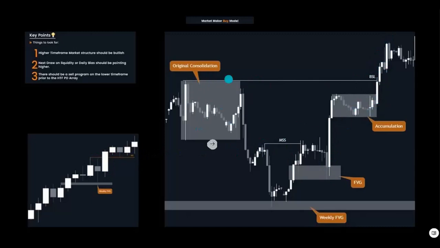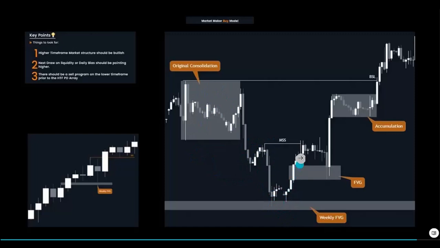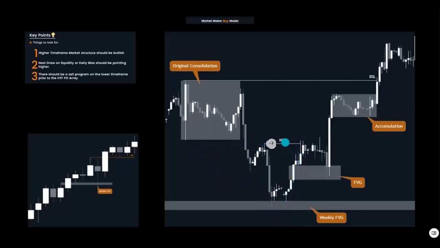So we have the original consolidation right there. We have the first leg of distribution. We didn't have second distribution, we just have the first one. Original consolidation right there, the distribution right here. Price comes down into the weekly fair value gap. We have a market structure shift right here, and that is the smart money reversal, right?